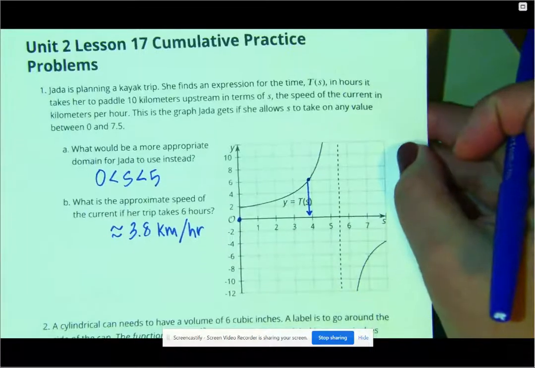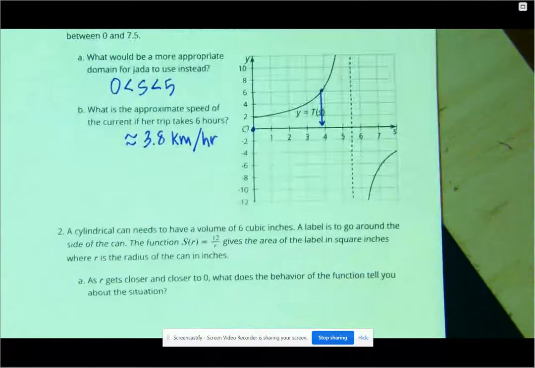All right, number 2. A cylindrical can needs to have a volume of 6 cubic inches. A label is to go around the side of the can. The function S of R equals 12 over R gives the area of the label in square inches, where R is the radius of the can in inches. So they want to make sure we understand what happens when we divide by increasingly smaller and smaller numbers and increasingly larger and larger numbers.